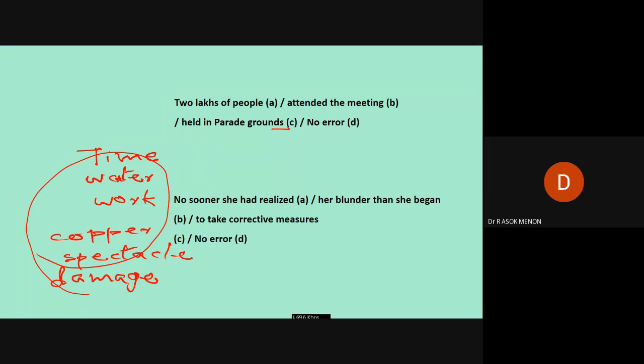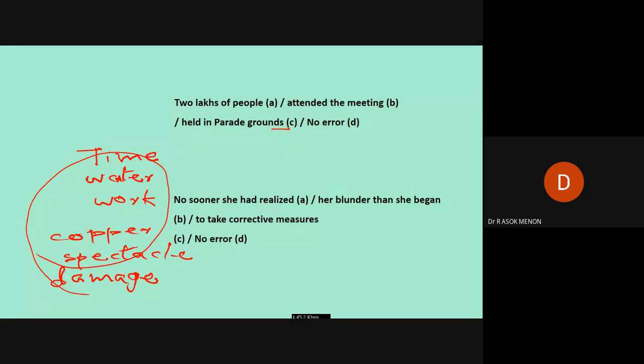Then we have copper. Copper is normally not used in plural. But if you happen to say coppers, that means coins. So there are a few coppers in the drawer means there are a few coins in the drawer.